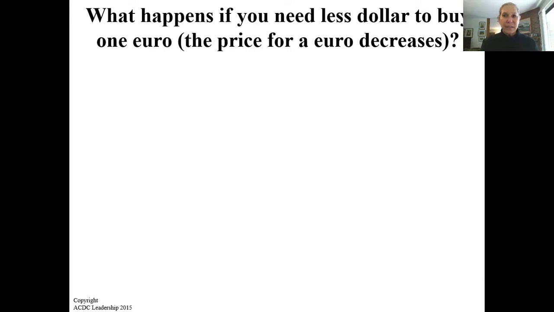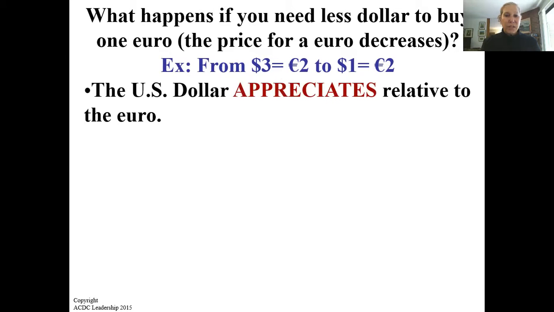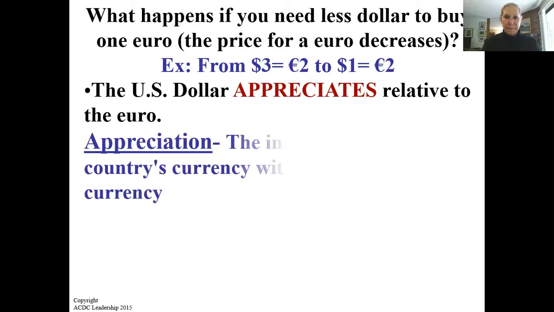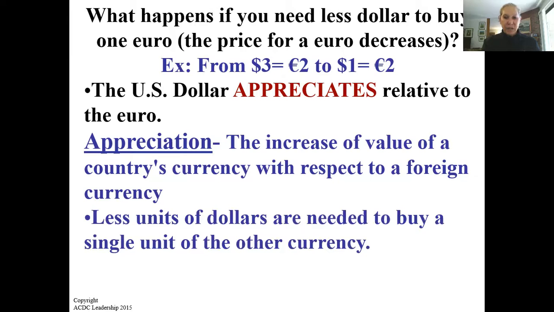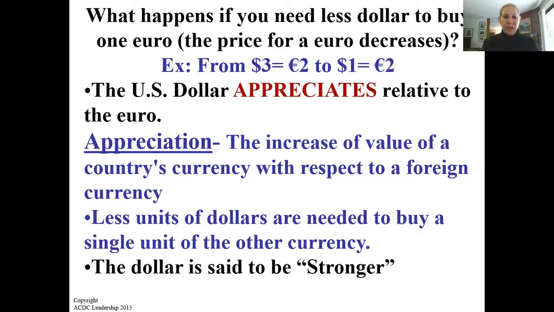What happens if you need fewer dollars to buy 1 euro? The price for a euro decreases. So for example, from $3 equals 2 euros to $1 now buys 2 euros. So the US dollar is now appreciated relative to the euro. Appreciation is the increase of value of a country's currency with respect to a foreign currency. Fewer units of dollars are needed to buy a single unit of the other currency. The dollar is said to be stronger in this particular case.